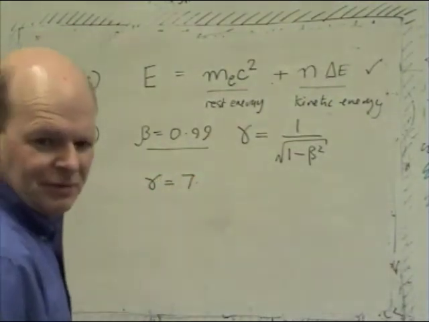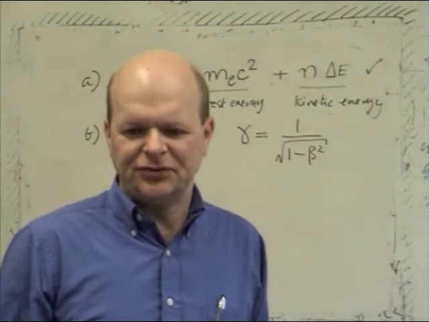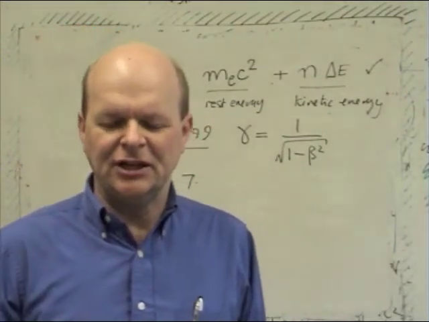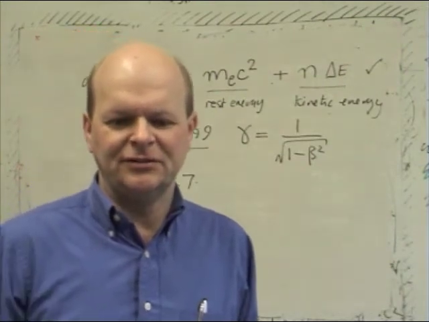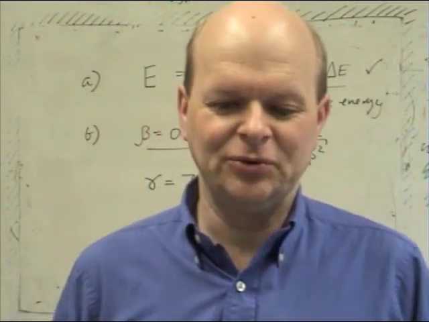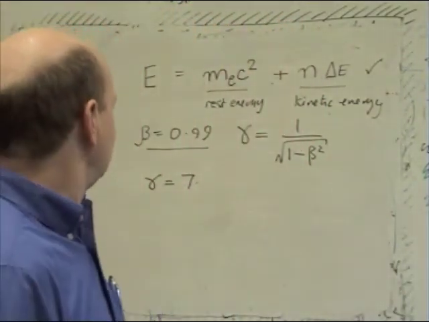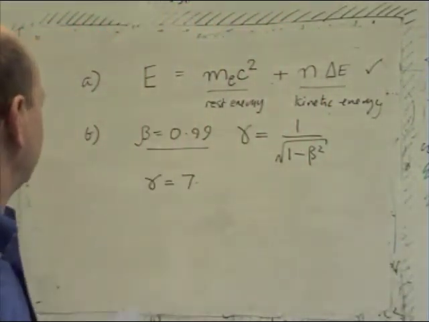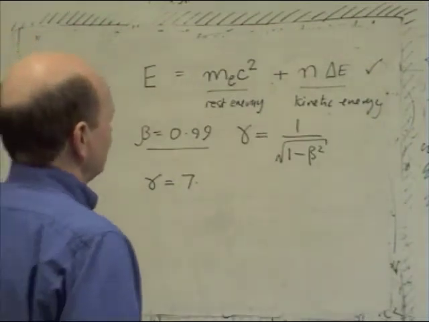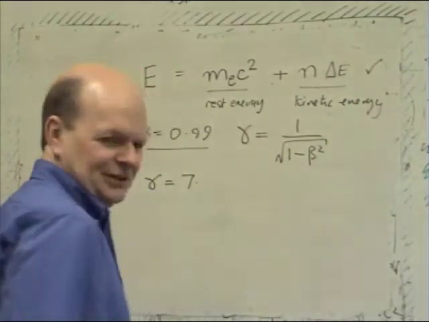You may also remember from the course that gamma of 7, or beta of 0.99, is the lower limit in velocity, or gamma, of the highly relativistic regime. It's also the upper limit, of course, of the mildly relativistic regime. So you might actually just remember that gamma is 7 for beta of 0.99, but if you don't, you can just substitute into this formula, and as long as you don't forget to square the beta, you'll get the correct gamma.